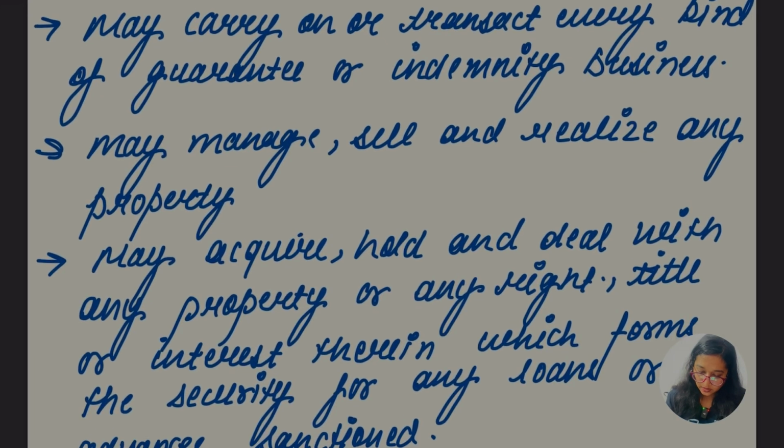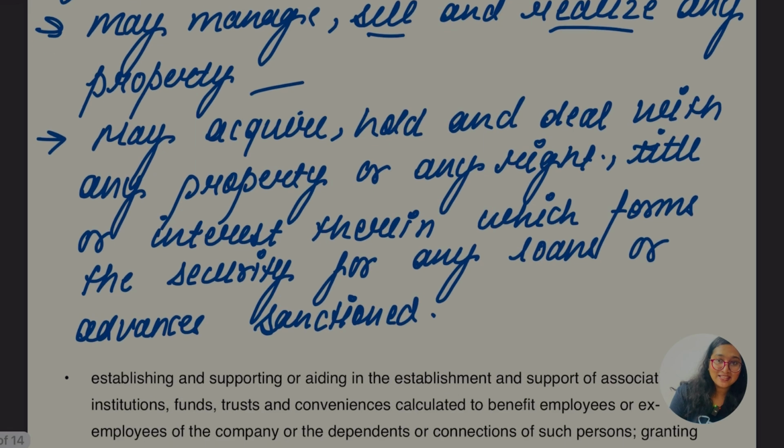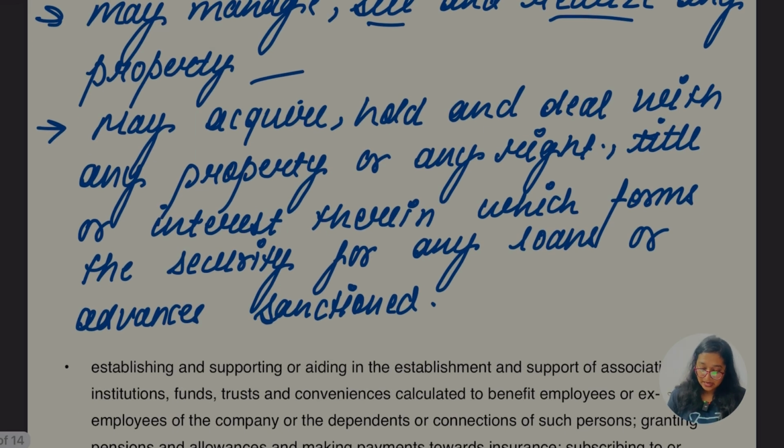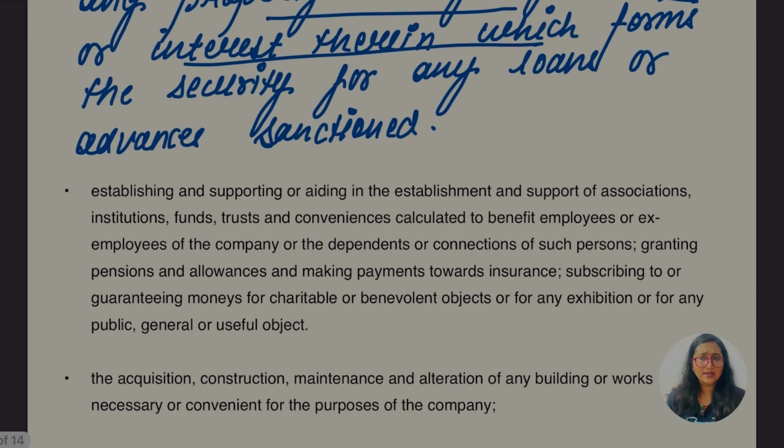Okay, it may carry on or transact every kind of guarantee or indemnity business. This is already covered. It may manage, sell and realize any property. Definitely this is covered, right? It may acquire, hold or deal with any property or any right, title or interest therein, with the form of security or any other loan or advance sanctioned.